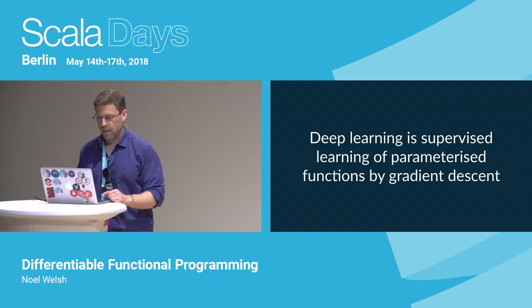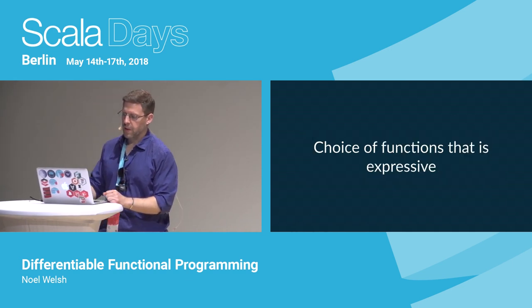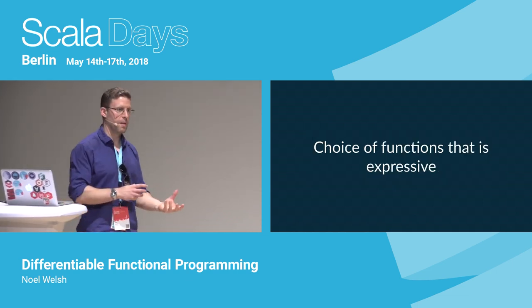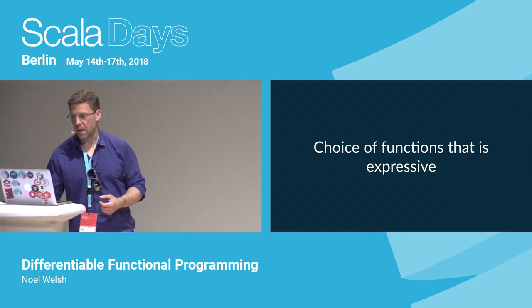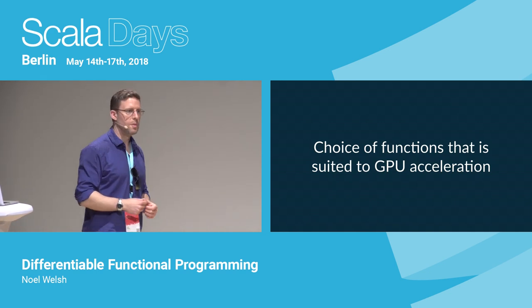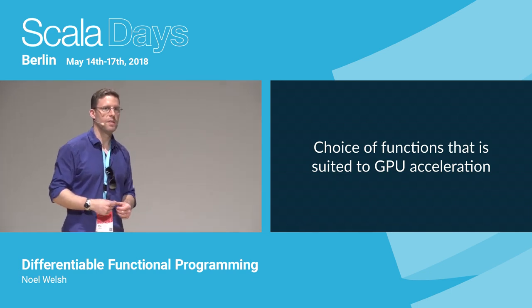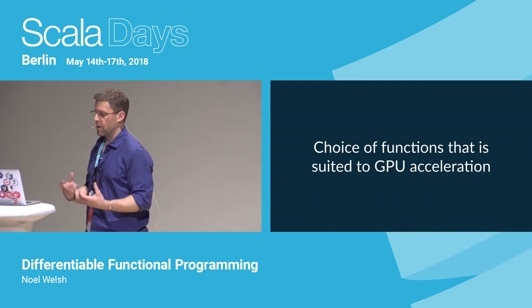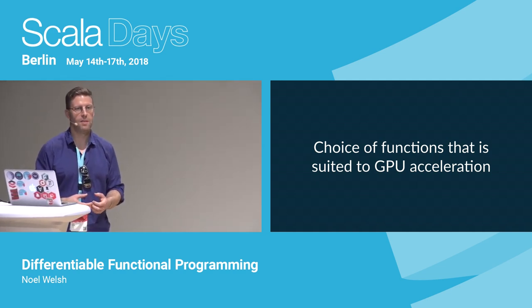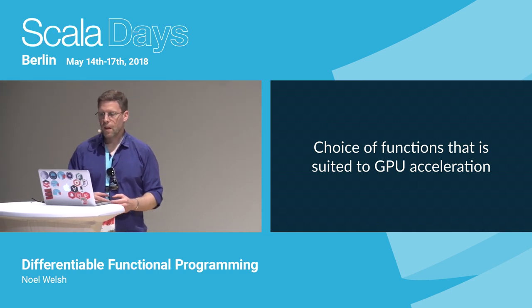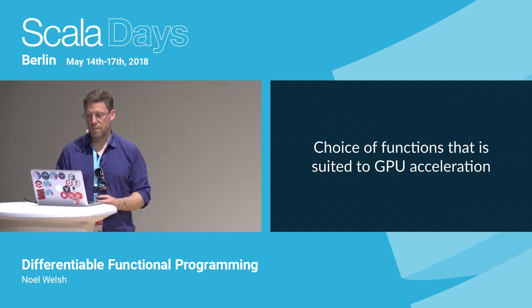So deep learning is two more things. It's a choice of functions that is very expressive, that can model lots of different situations, and it's a choice of functions that are suitable to GPU acceleration. Deep learning software frameworks like TensorFlow have been really important for the adoption because they've made it accessible and they've made it fast. So what is that choice then?